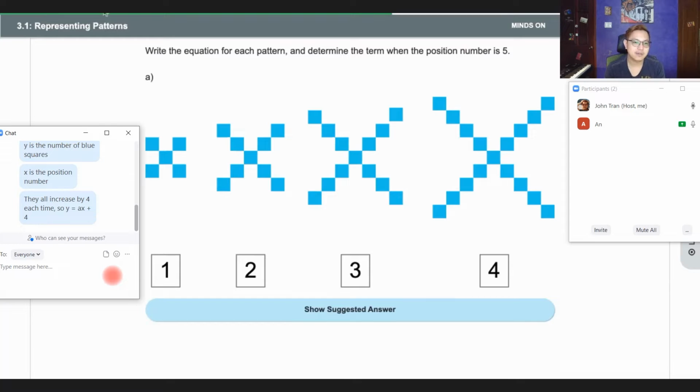So when you have that, you can plug in a value just to figure out what the a is. Let's choose the easiest, which is 1, 5. For position number 1, you have 5 squares, isn't it?